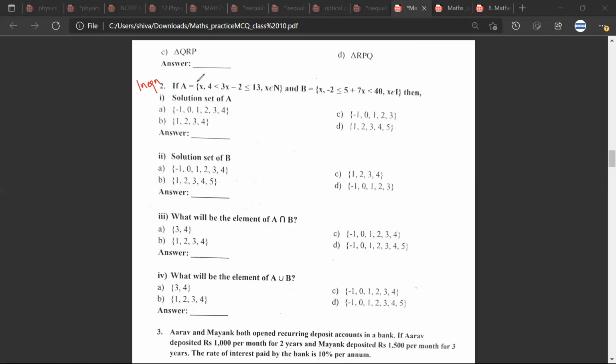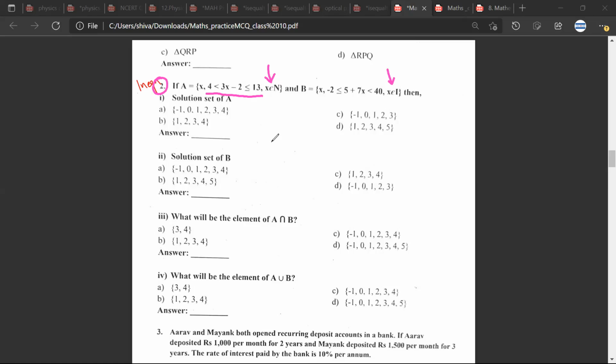So Mr. Sivang, next question, question number 2. Again, we need to observe the intervals first. So 3x minus 2 is greater than 4, less than or equal to 13. A: x belongs to natural number. And B: here the x belongs to integer. Mr. Sivang, any doubt? No doubt.